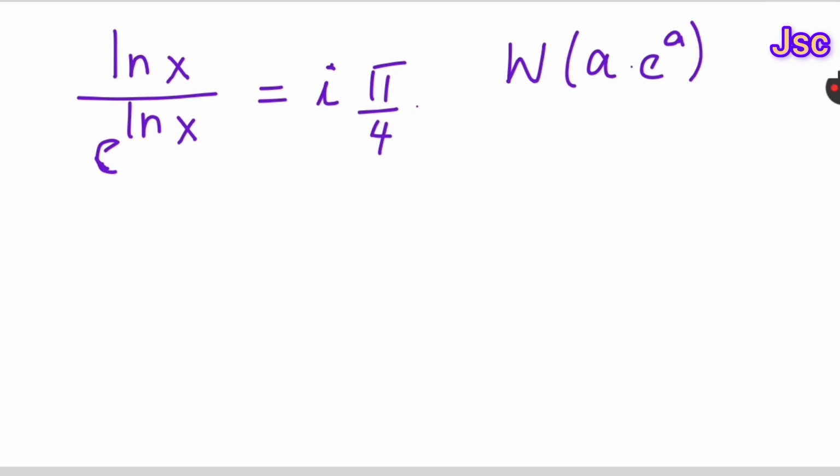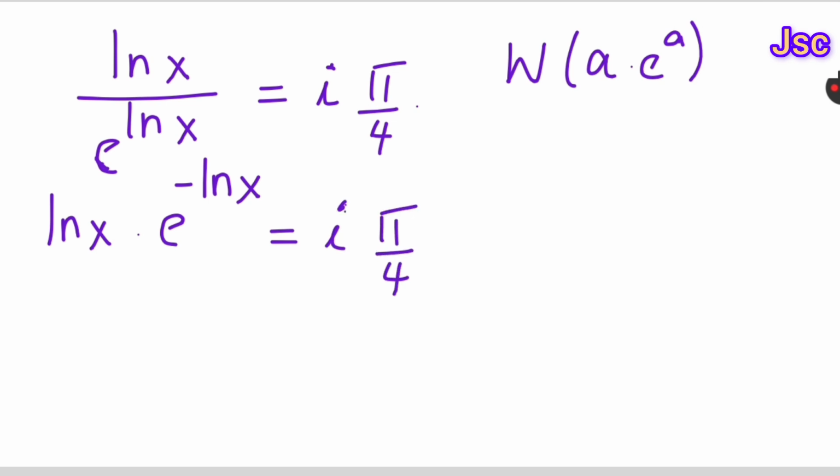So you have to take it into the numerator. Let's take ln x times this e raised to the power of ln x. If you take it into the numerator, it becomes e raised to the power of minus ln x, that is equal to i times pi by 4. Now observe here a and here a, and that means these two terms are the same. But in our expression we have minus ln x, but here we have only ln x. So that's why you have to multiply both sides by minus. Here minus and here also minus.